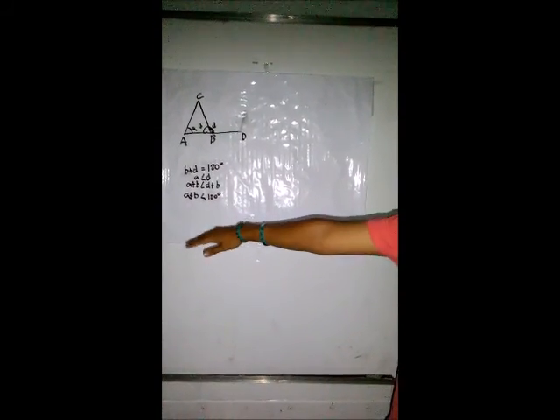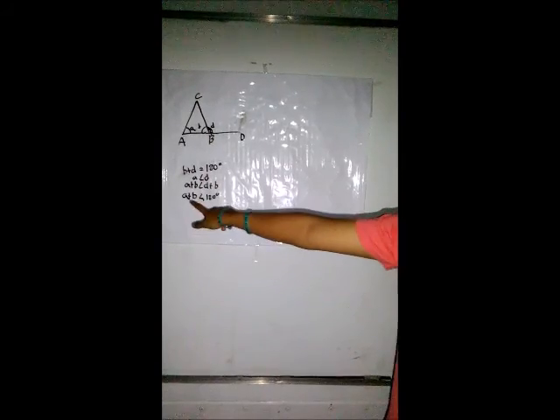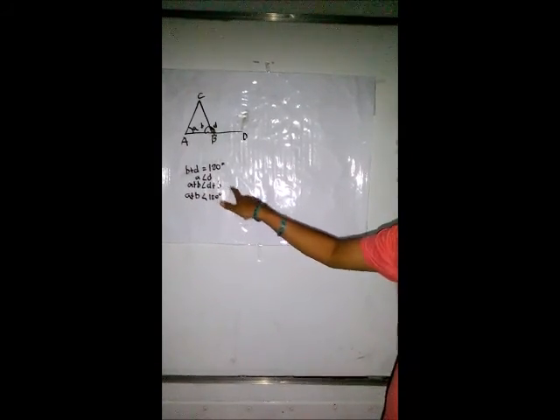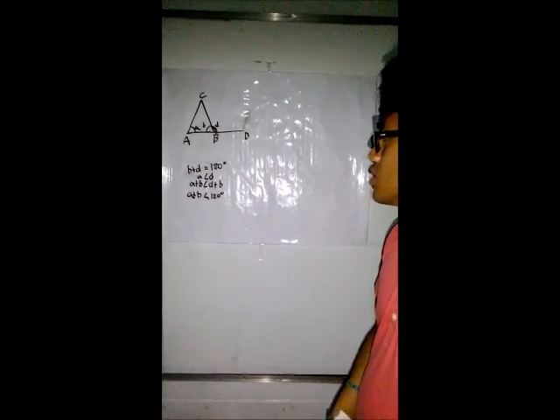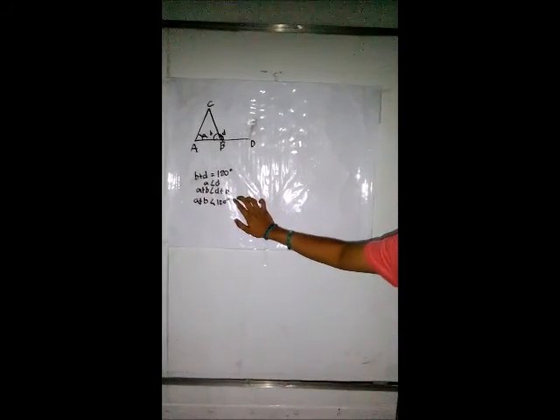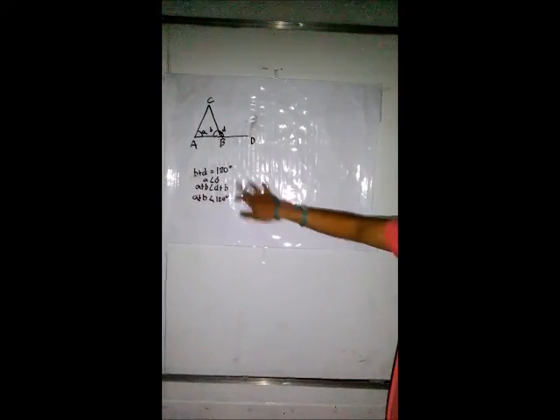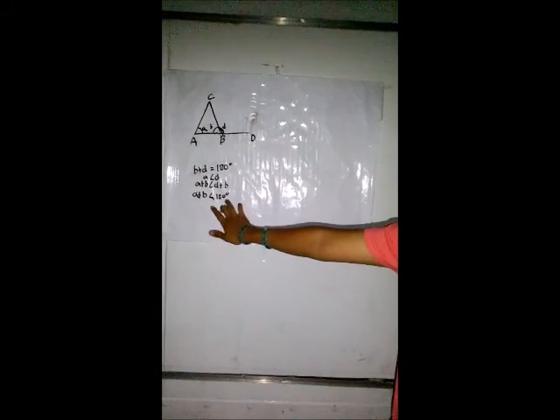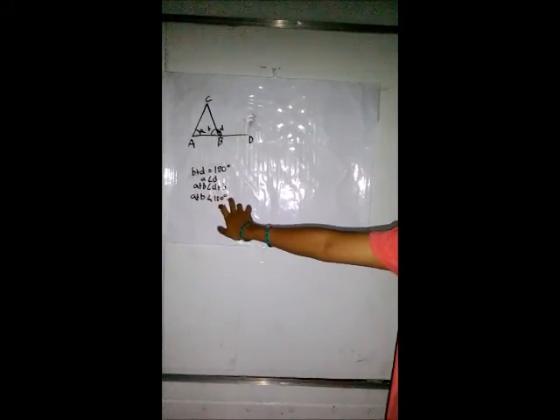Then through the addition property of equality, we add B to both sides: A plus B is less than D plus B. Then we already know that D plus B is equal to 180 degrees, so through the transitive property, A plus B is less than 180 degrees.